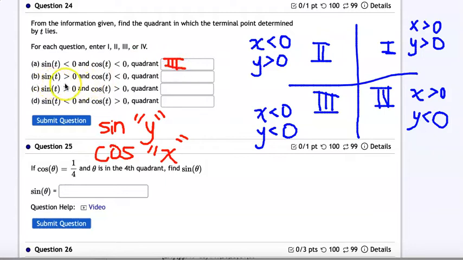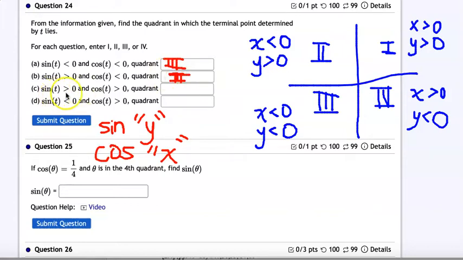Here, sine is positive, so the y value is positive. So that means quadrants 1 or 2. Cosine is negative, so x is negative. So that would be quadrant 2. That's supposed to be a 2. Let's make it look like that. There we go. That's 2.